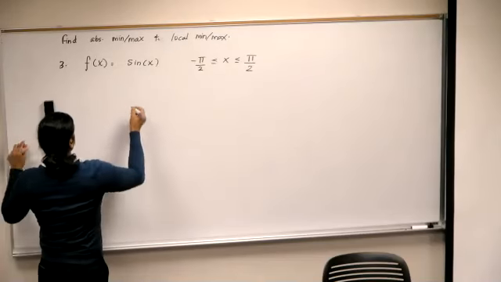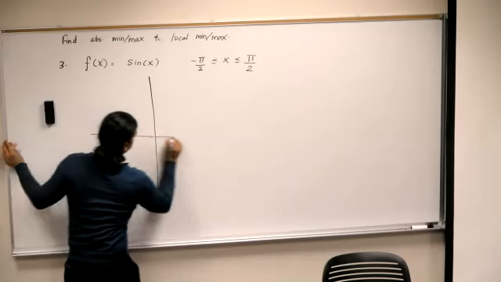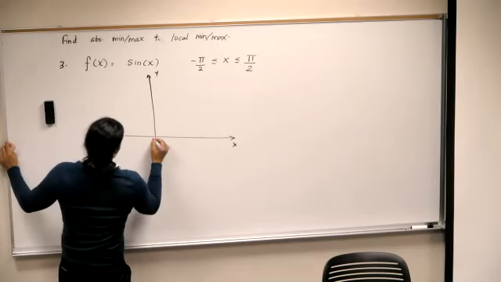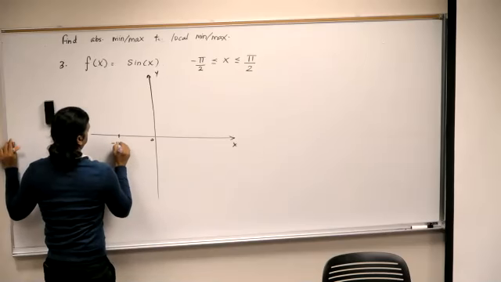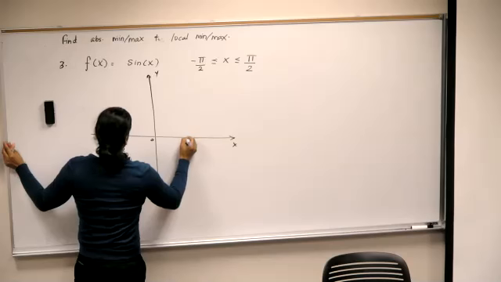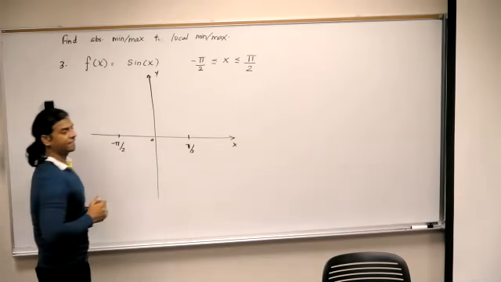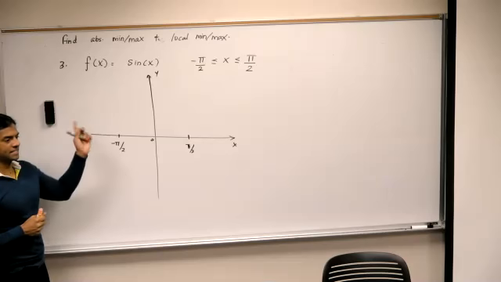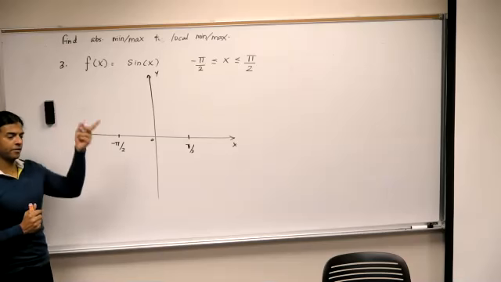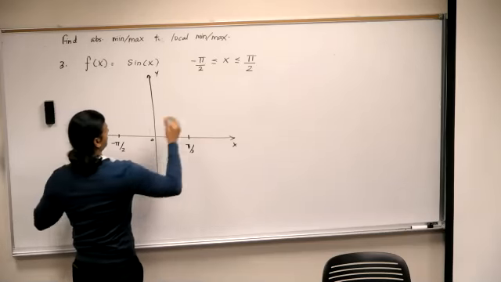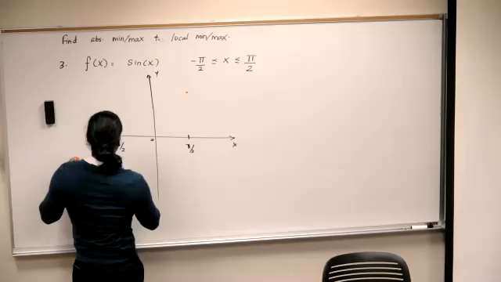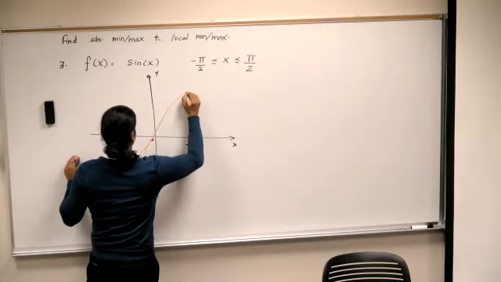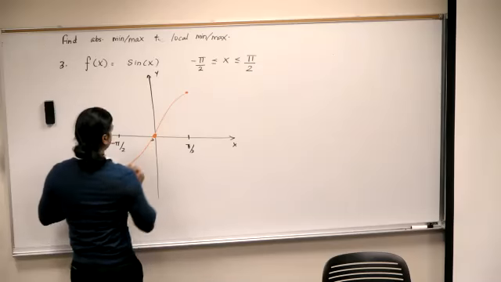Okay, so this is a trigonometric function. What does the graph look like between -π/2 and π/2? It should look like this. Exactly.